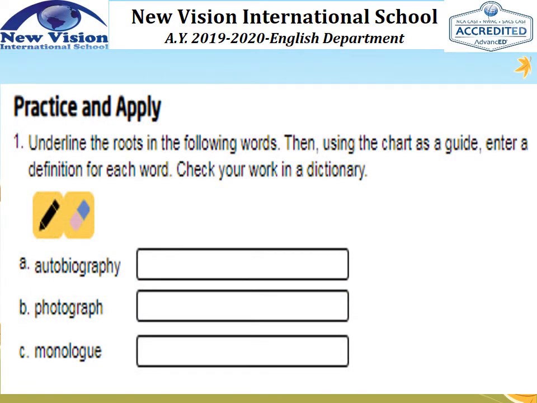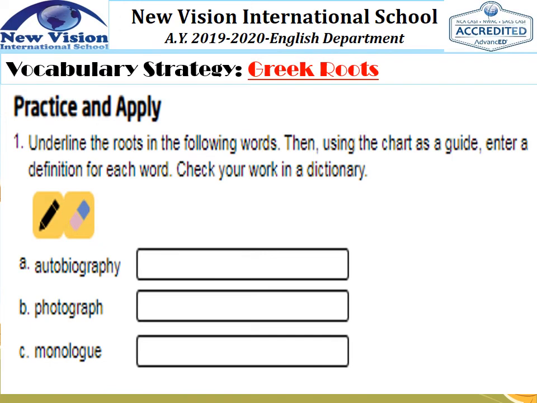Alright, students, now we will apply what we have learned. The instructions is underline the roots in the following words. Then using the chart as a guide, write the definition for each word. We can check our answer from a dictionary.